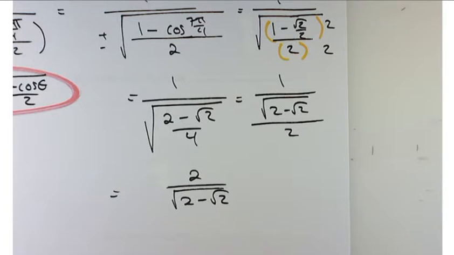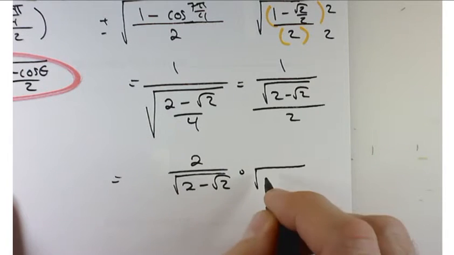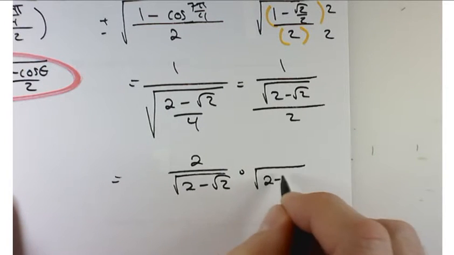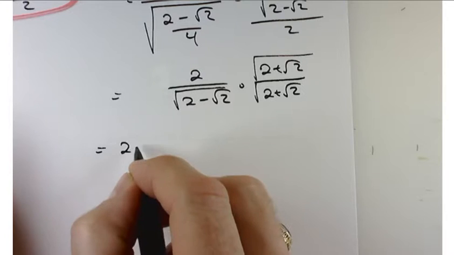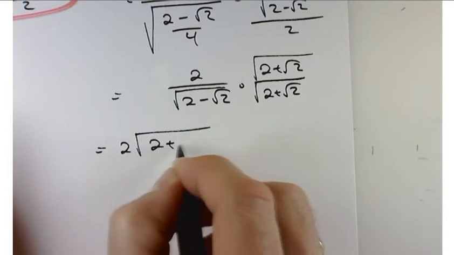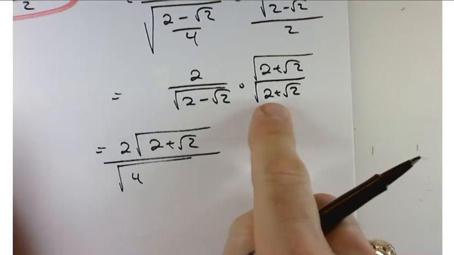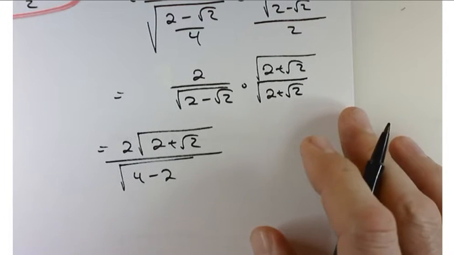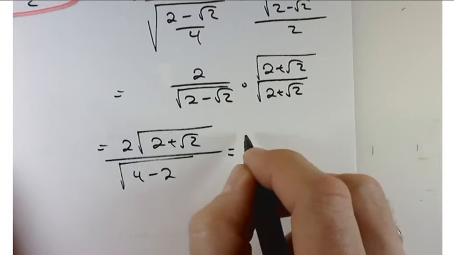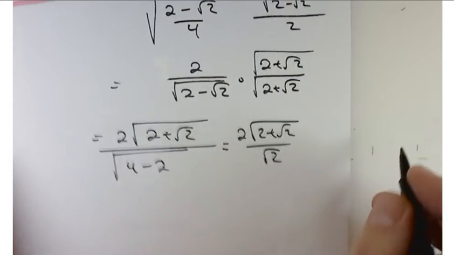Yeah, let's see. To rationalize this further, you'd multiply by the conjugate in the denominator, 2 plus square root of 2 over 2 plus square root of 2. Now what's that going to give me? It's going to be 2 plus the square root of 2. In the denominator, I'll get 4 minus 2. So, yeah, that gives me square root of 2, so 2 square root of 2 plus root 2 over square root of 2.